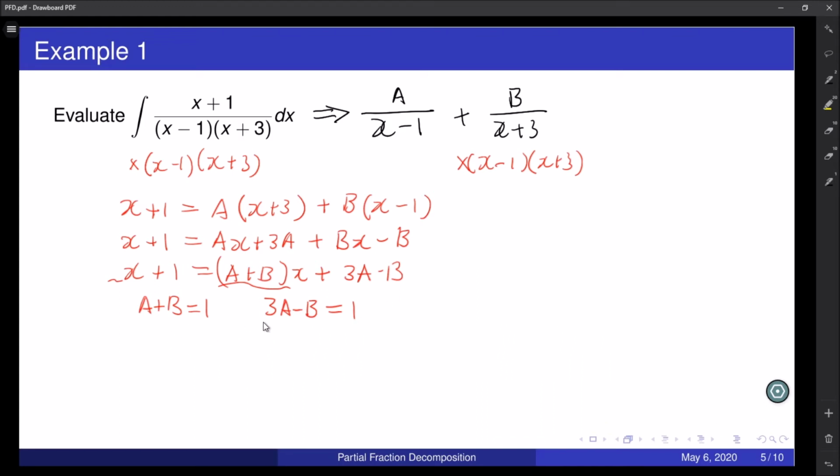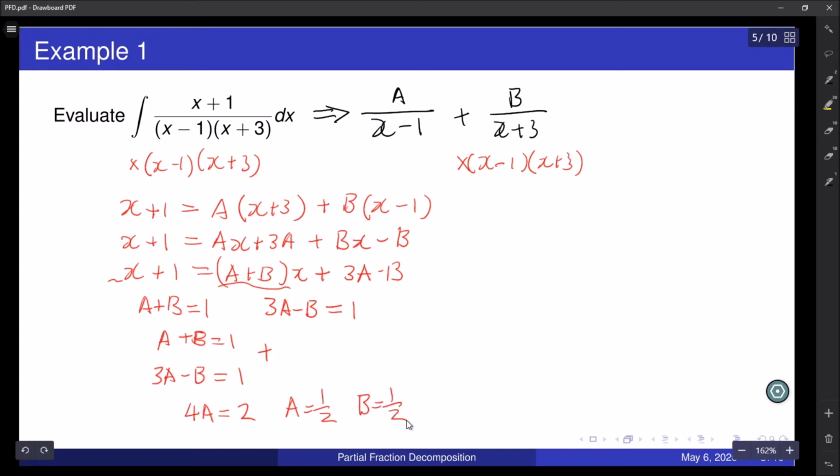So what we have is a plus b equals 1. We can add them: plus 3a minus b equals 1. That eliminates the b for us, so we end up with 4a equals 2, which means a equals a half. And because a plus b equals 1, b has to be a half as well.